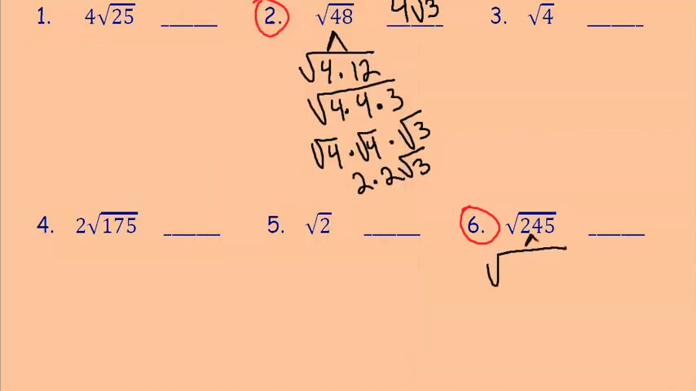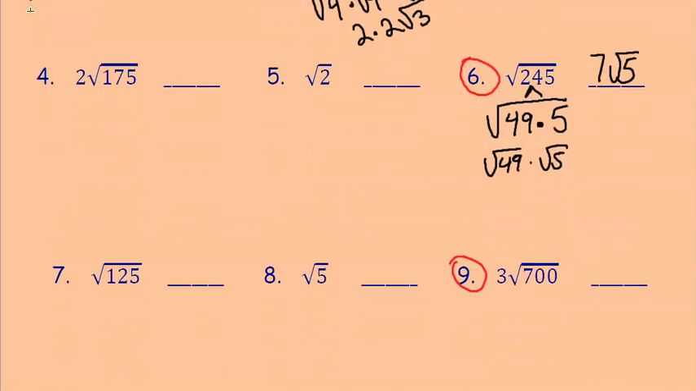So 245 could be reduced to, or factored to 49 times 5. So we have the square root of 49 times the square root of 5. Our simplified expression is 7 square root 5.